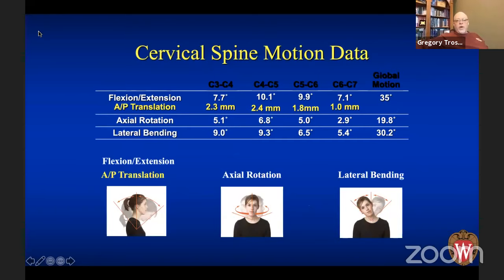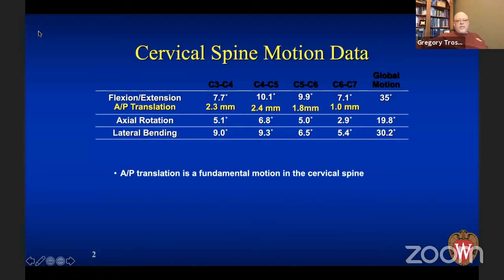We all know the motions in the spine. And I think the most important thing to realize is that motions in the spine are coupled. When you flex and extend, you both translate forward and translate backward. It's not around a fixed point. And axial rotation is also coupled with lateral bending.